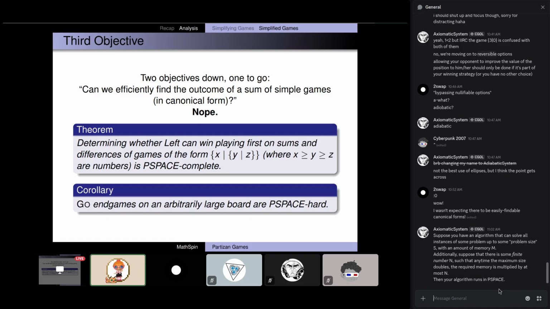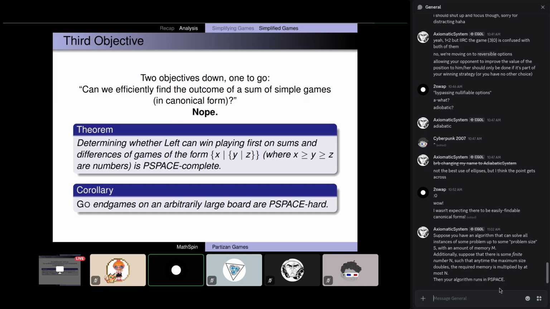This looks pretty simple. Like X is 5 and Y is 3 and Z is 2 or something, right? That's a pretty simple game to write down and to understand. And yet even when you restrict to games with summands this simple, you get PSPACE-completeness. I could give you more games.